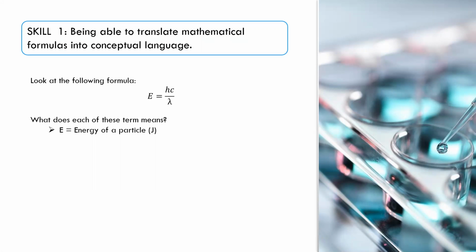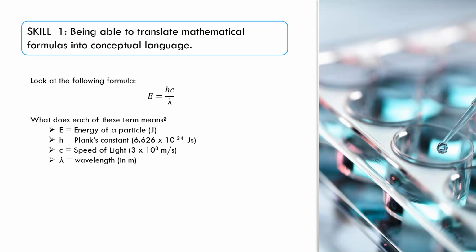E is the energy of the particle in joules. h is Planck's constant, which is 6.626 times 10 to the negative 34 joule seconds. c is the speed of light at 3.0 times 10 to the 8th meters per second. And lambda is the wavelength in meters. A lot of times it is given in nanometers or micrometers. It is essential that you convert it back into meters, but that is something that we will discuss later.